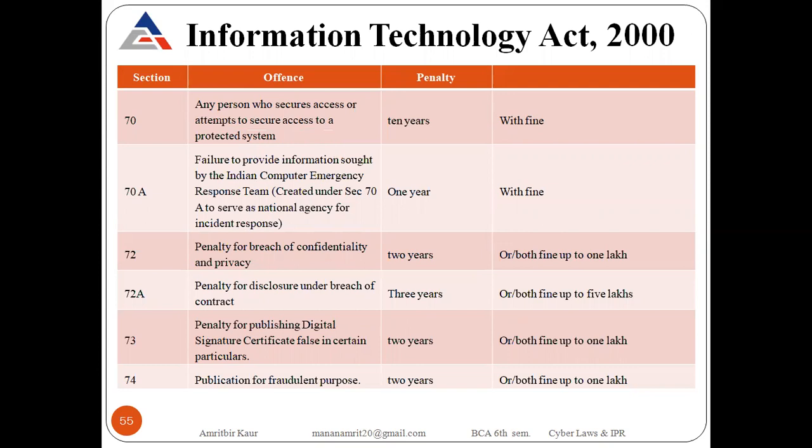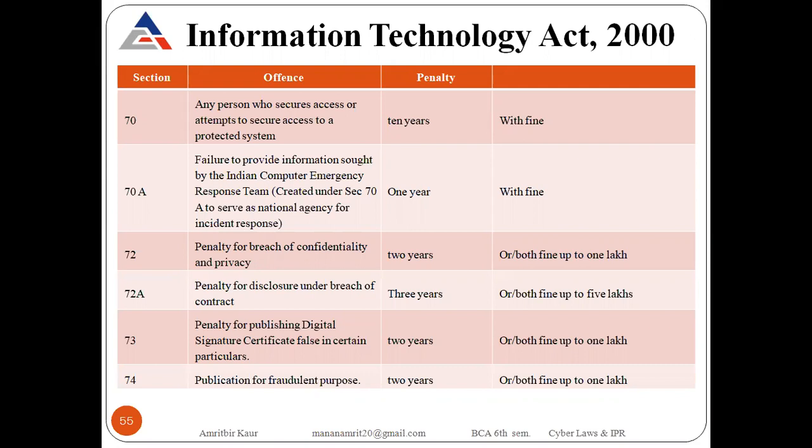Next section is 70, and the offense for section number 70 is any person who secures access or attempts to secure access to a protected system. We can say unauthorized access. Then the penalty is imprisonment of 10 years with fine.